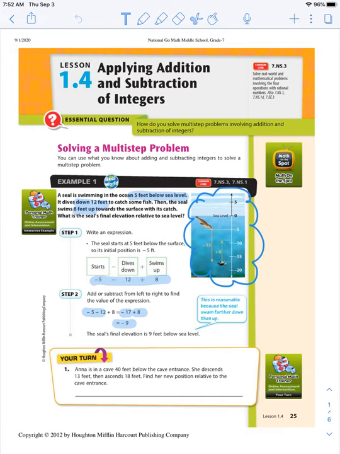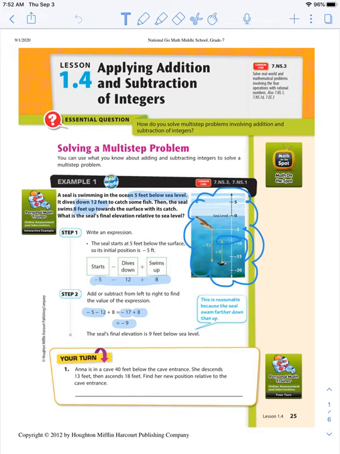It might help to look at the number line to model this. So, we start at -5, then we move down 12, then we move back up 8. So we end right here at -9 feet, or 9 feet below sea level.